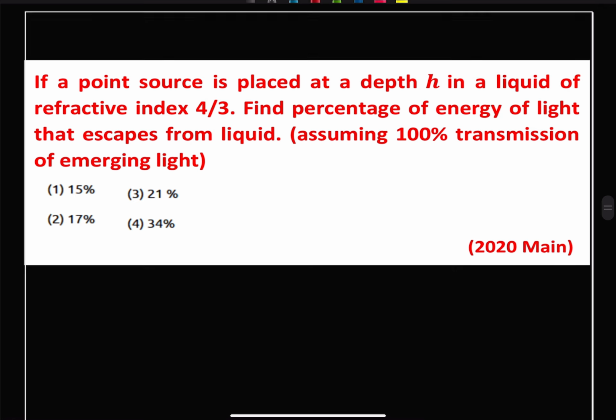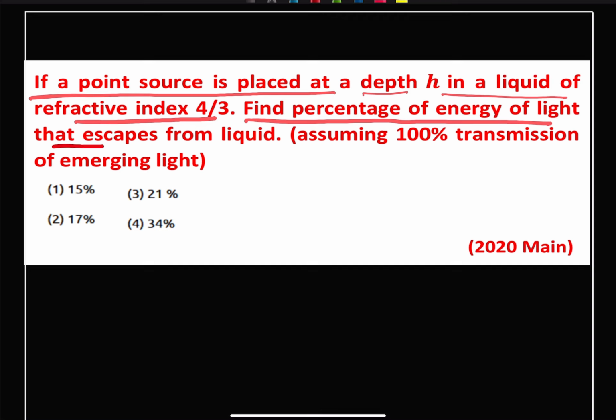It states that if a point source is placed at a depth h in a liquid of refractive index 4/3, find the percentage of energy of light that escapes from the liquid, assuming 100% transmission of the emergent light. So in this case, we are given that we have a liquid, and a point source is placed at a depth h. So we can just draw an approximate figure.